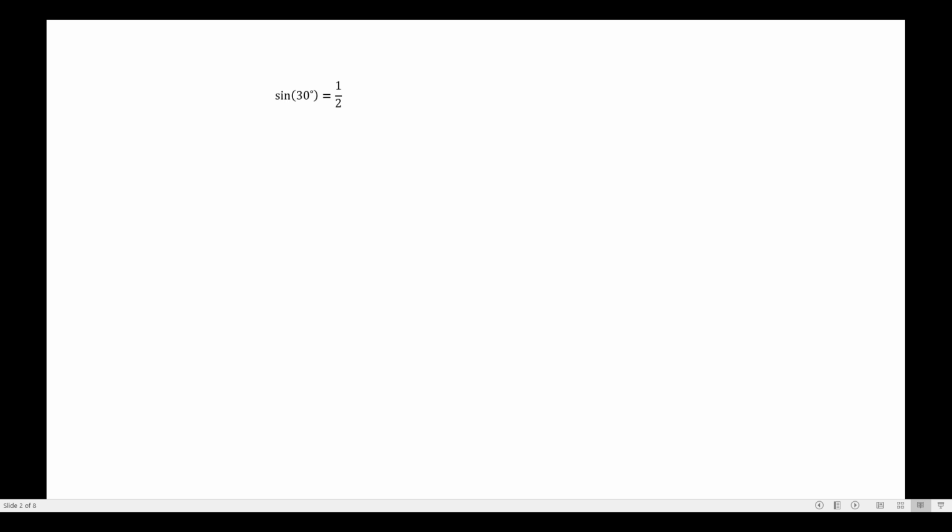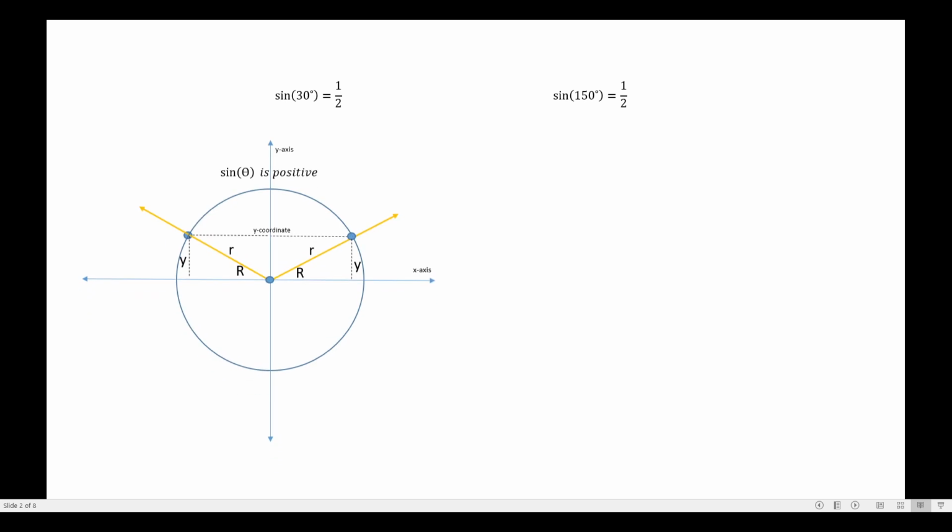Sine 30 degrees is equal to 1/2, and sine 150 degrees is also equal to 1/2. The values are the same even if the angles are not. The illustration will explain the scenario. Remember that the sine function is computed by dividing the value of y by r. So that means the value of the sine function is dependent on the values of y and r.